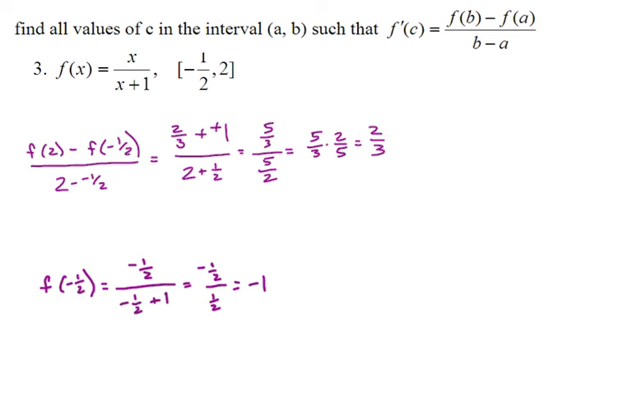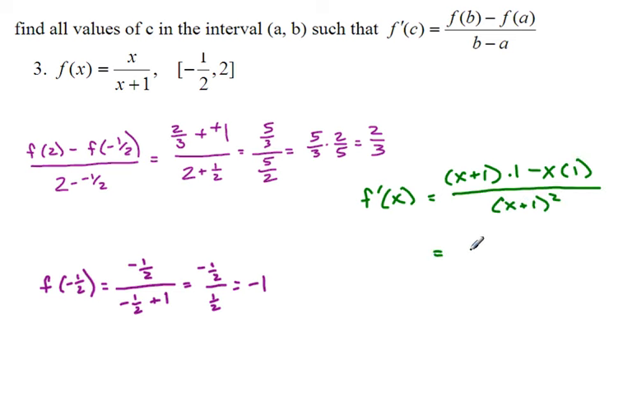All right, so now let's take our derivative. When I look at my function, it clearly is going to need the quotient rule. So f prime of x equals, so low d high minus high d low all over low squared. So I get x plus 1 minus x, that's nice, all over x plus 1 squared. And I see that my x's are going to cancel, and I'm going to get 1 over x plus 1 squared, and that has to equal 2/3.